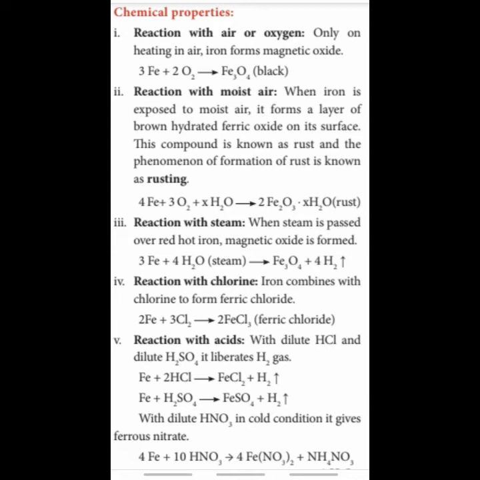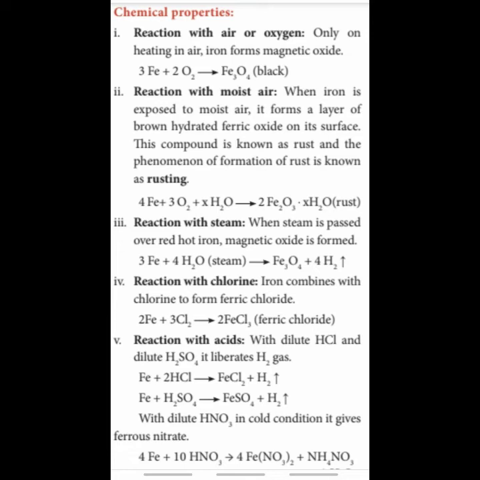Once again I explain. When iron is exposed to moist air, it forms a layer of brown hydrated ferric oxide on its surface. This compound is known as rust and the phenomenon of formation of rust is known as rusting. Equation: 4Fe plus 3O2 plus xH2O. This means the water molecules may be 1 or 2 or 3, so we can express them as xH2O, to form 2Fe2O3.xH2O. This is the formula for rust.